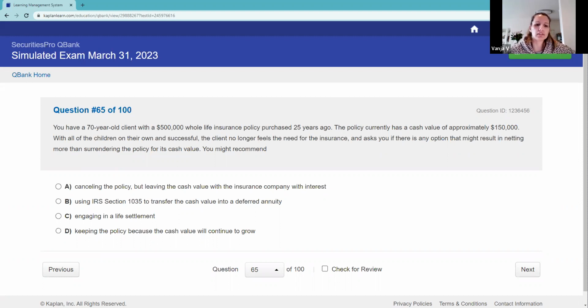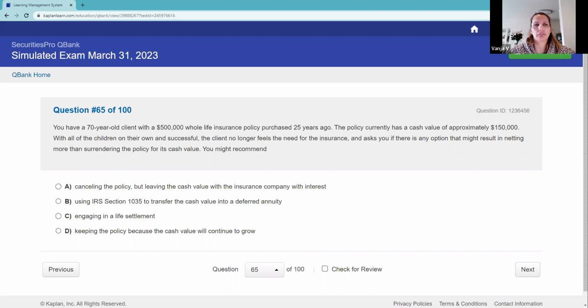I don't think that canceling the policy will be the answer. She just doesn't have a need for it anymore, right? The client no longer feels the need for the insurance. So what's the best option? Keeping the policy, because the cash value will continue to grow.